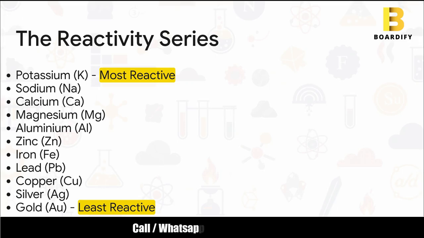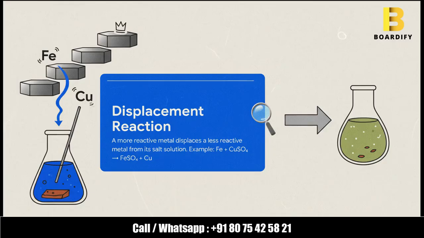This list is your secret weapon for predicting reactions. And here's how you use that list. It's all about something called a displacement reaction. It's like a king of the hill game.